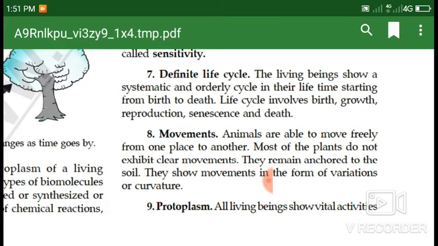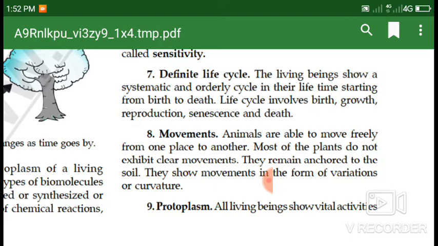The life cycle involves birth. At the time the life cycle starts, first there is birth, then growth, then reproduction, and then senescence and death. So all these events take place in the life cycle of an individual. First the birth from the mother, then the growth, as the individual grows up to maturity, and then it reproduces a new offspring, and then it becomes aged, senescence, and then death takes place.